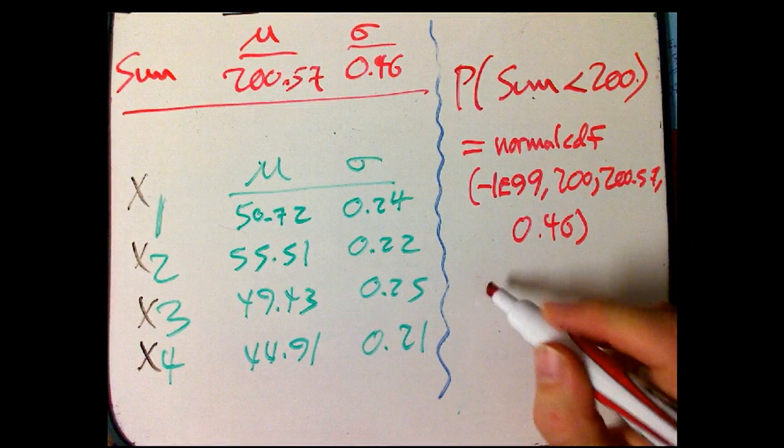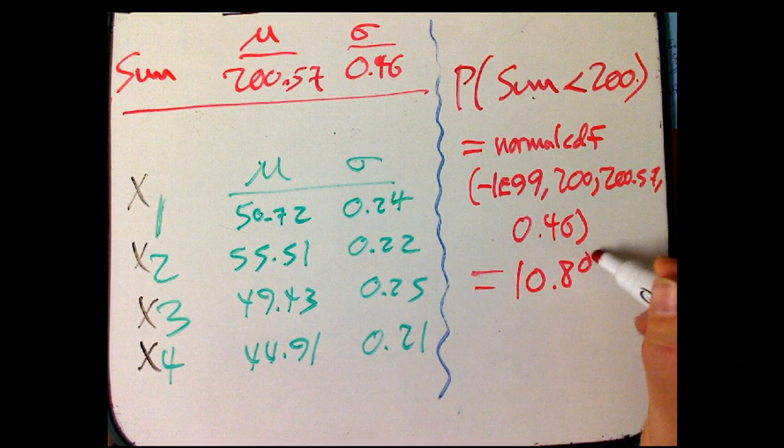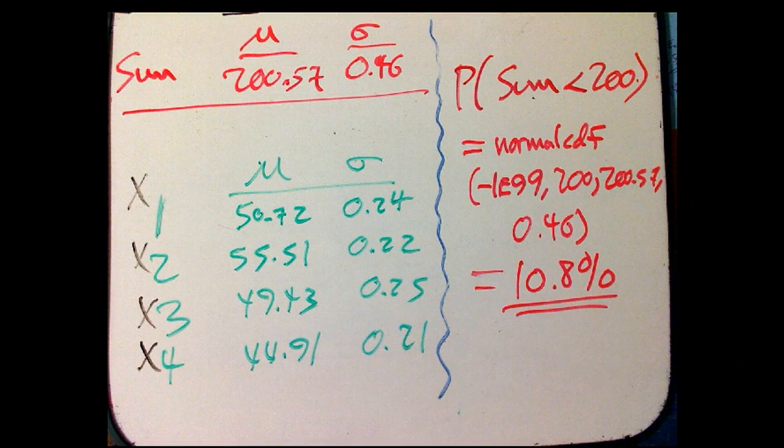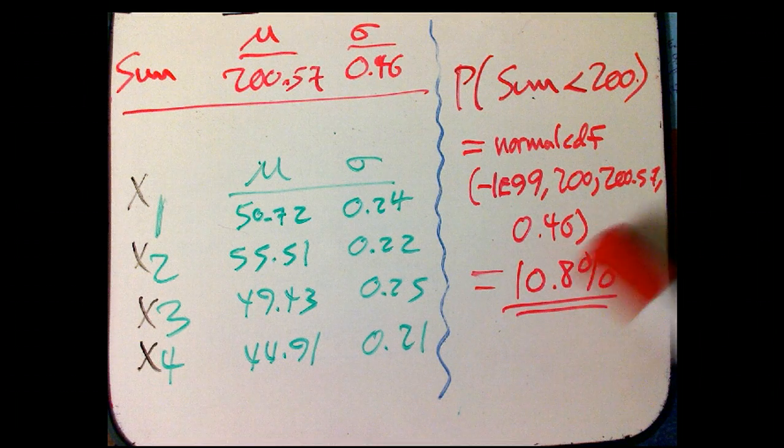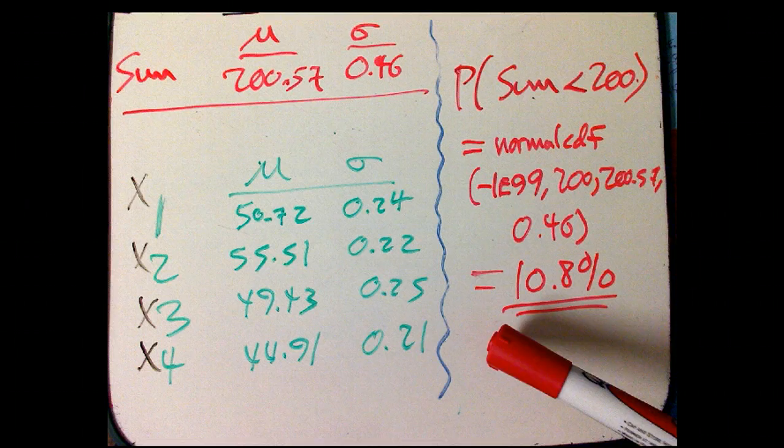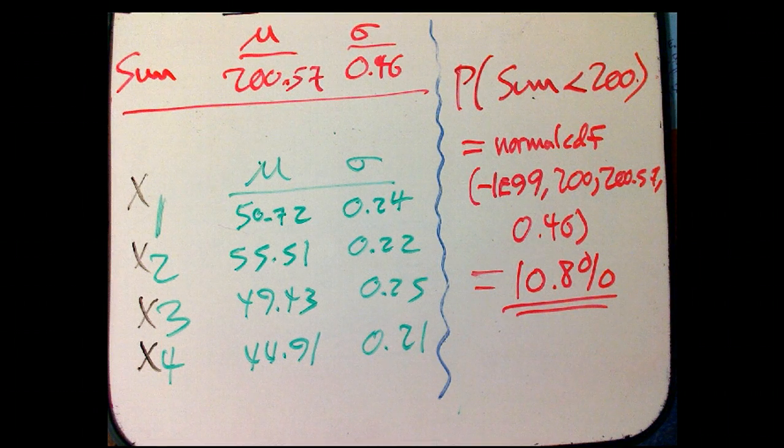Okay. So that's going to be, I'm glad this red is working better than the other markers. 10.8%. So that's not unrealistic. It's not incredibly likely. I wouldn't bet on it at even odds. But maybe about 10% of the time, given all these other assumptions, we might expect to crack the 200 barrier.